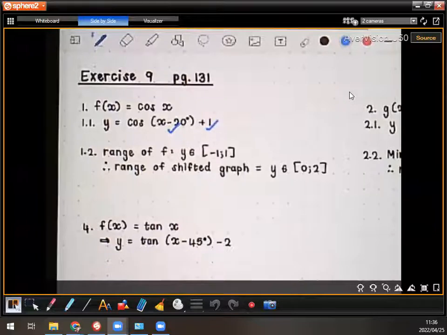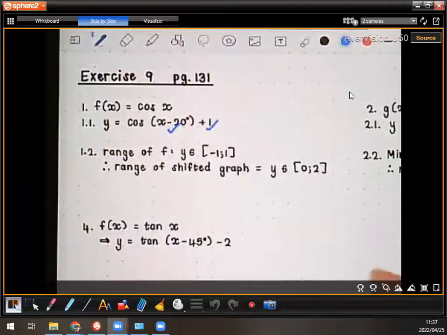But now, because this whole graph is shifting 1 up, both of these values will be shifted 1 up. Instead of negative 1, you're going to have 0. Right? 1 more than negative 1. And instead of 1 for your maximum value, you're going to have 2. Okay, so you always start with the range of the original graph. Right, the range of the cos graph goes from negative 1 to 1. And now because it's shifting 1 up, it's going to go to 0 and 2.